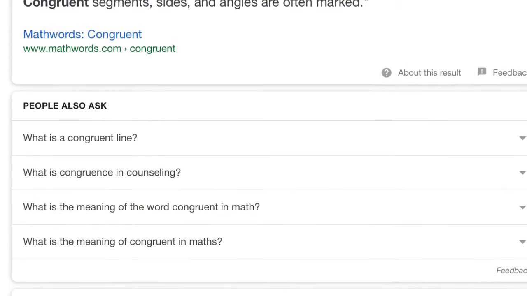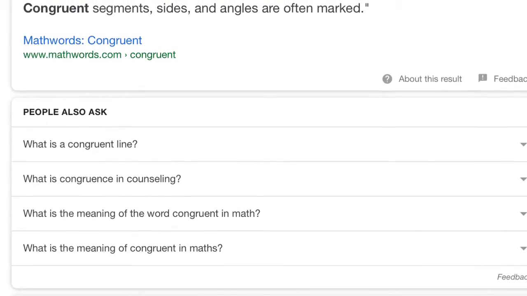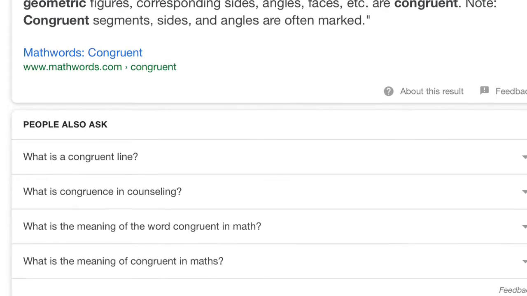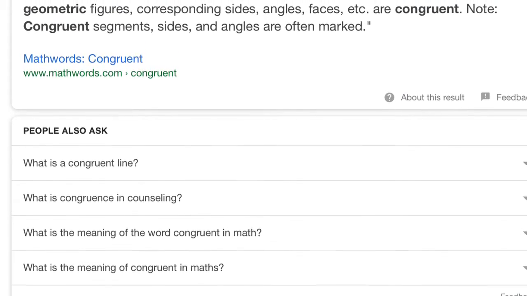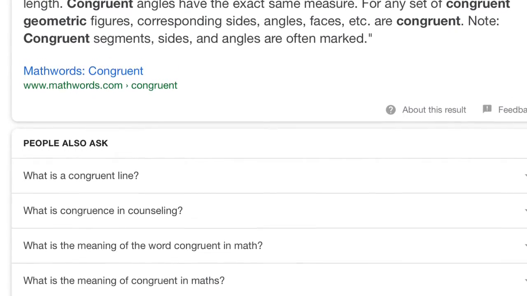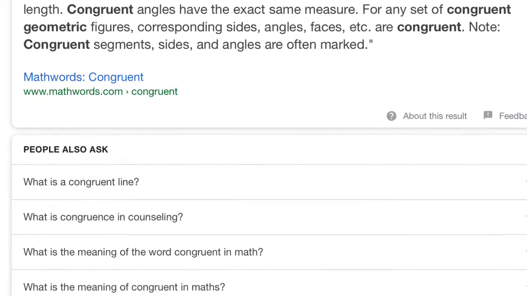So, before we're able to prove congruency, we must be able to define it. What it means is when two shapes are exactly equal in size and shape. Congruent sides or segments have the exact same length, while congruent angles have the exact same measurement.